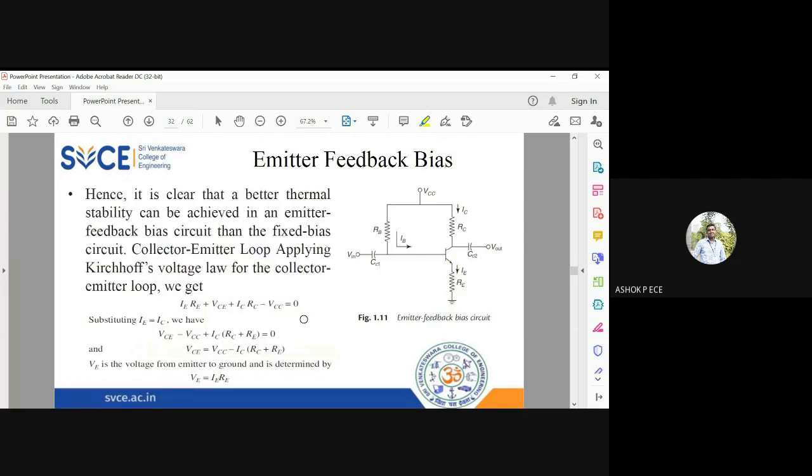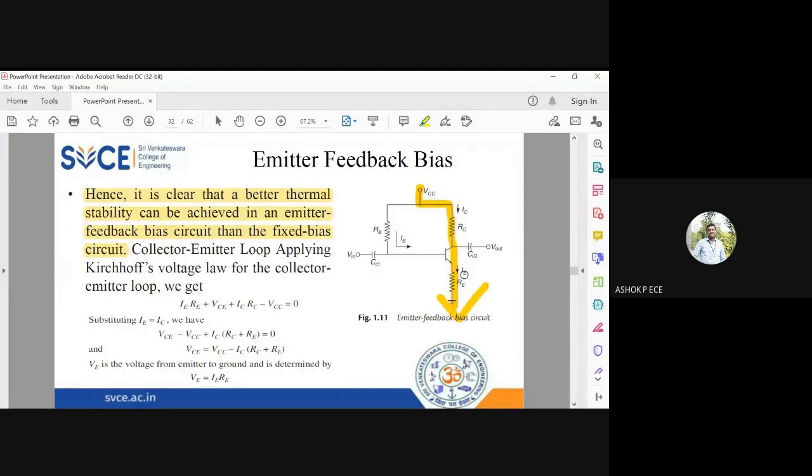You can clearly find that some sort of stability is achieved using this circuit when you compare this with the fixed biasing circuit. So we have just analyzed the circuit by applying KVL at the base side. Now we will apply KVL at the collector side. So collector side means I'll be choosing this path.